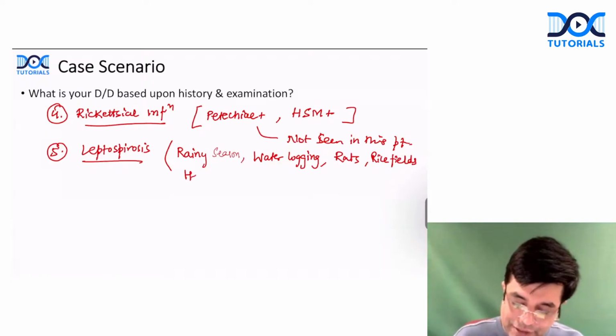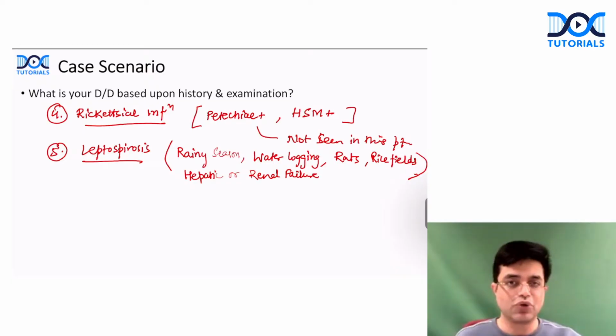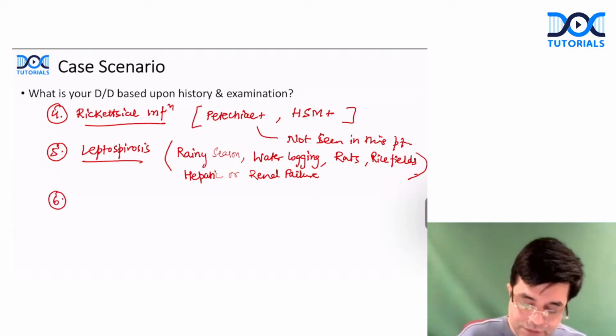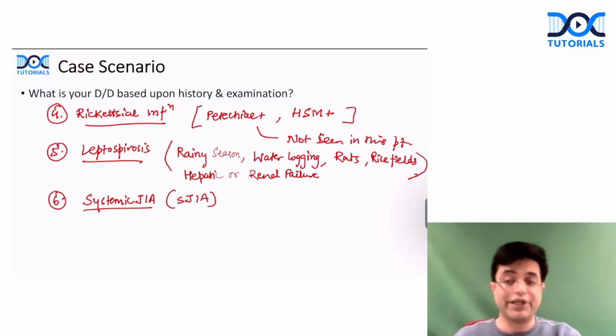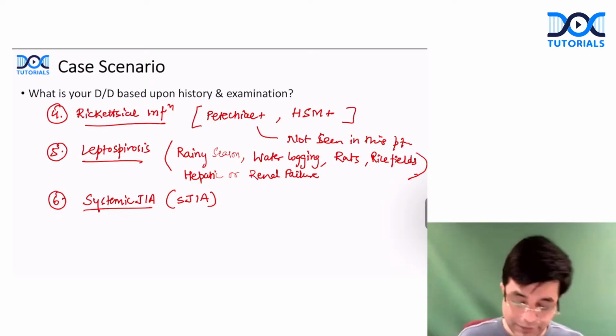And leptospirosis will have hepatic and renal failure. Hepatic or renal failure, none of them are mentioned in the question. And so you will not think of leptospirosis as a first or second or third possibility. Second last point, it can occur sometimes in systemic onset JIA, also written as SJIA. But SJIA will have joint involvement. There is no joint involvement present in the patient.